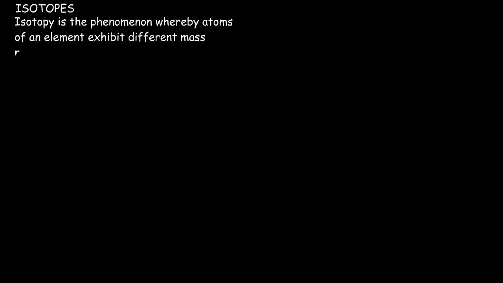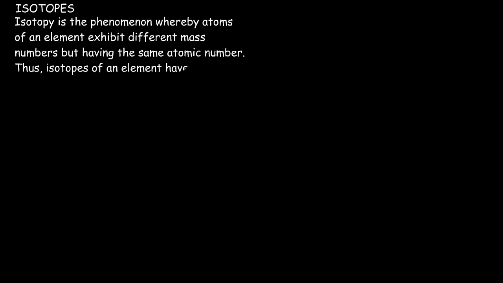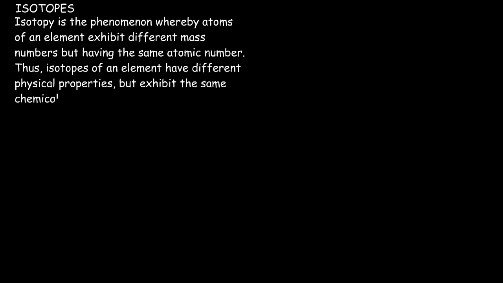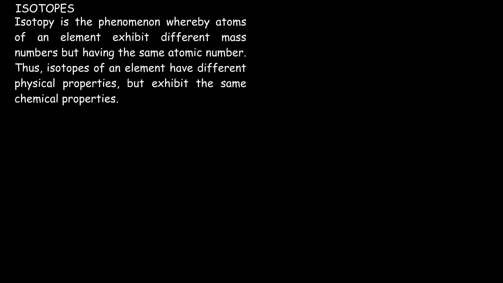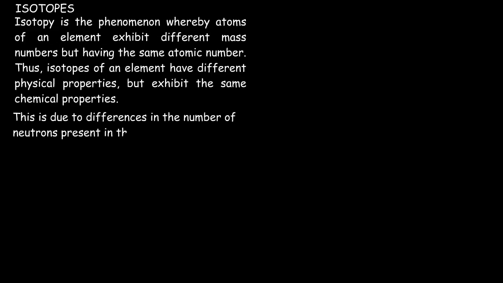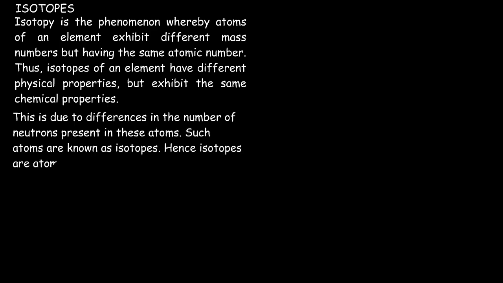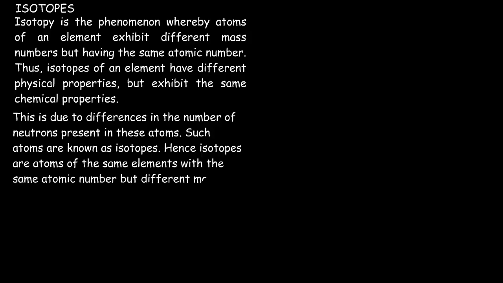Isotopes. Isotopy is the phenomenon whereby atoms of an element exhibit different mass numbers but have the same atomic number. Thus, isotopes of an element have different physical properties but exhibit the same chemical properties. This is due to differences in the number of neutrons present in these atoms. Such atoms are known as isotopes. Hence, isotopes are atoms of the same element with the same atomic number but different mass number.